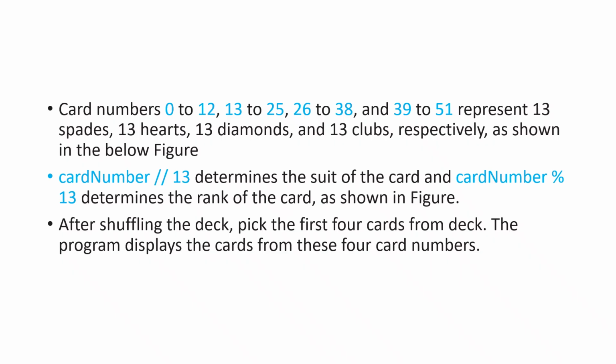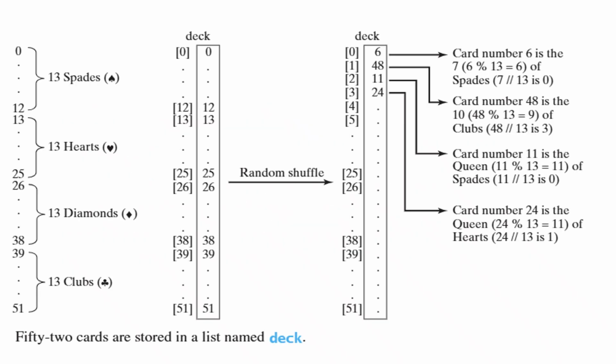Card number double slash 13 determines the suit of the card, and card number percent 13 determines the rank of the card, as also shown in the following diagram. After shuffling the deck, pick the first 4 cards from the deck. The program displays the cards from these 4 card numbers.